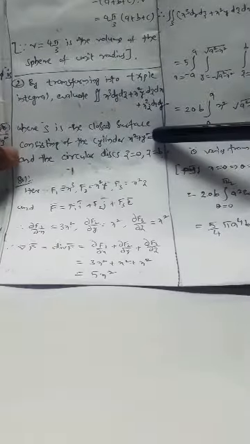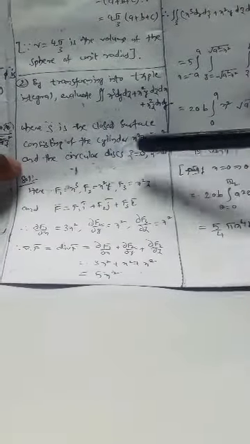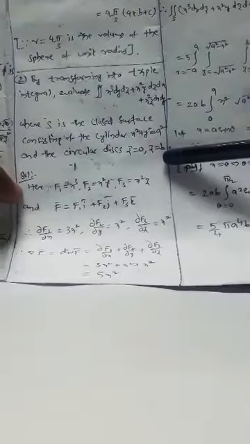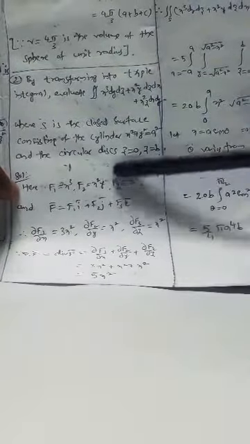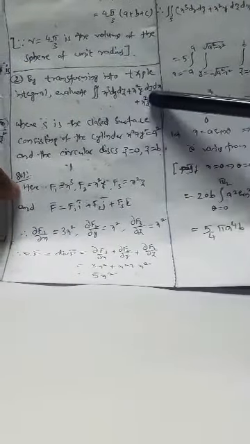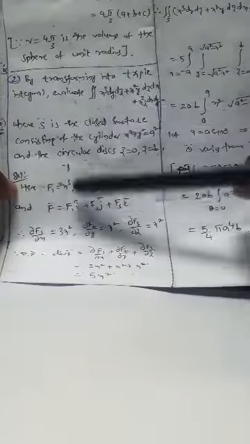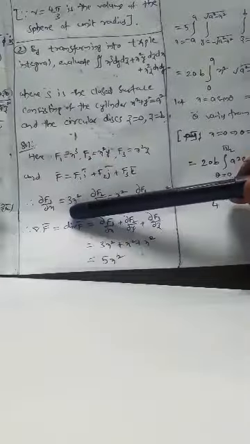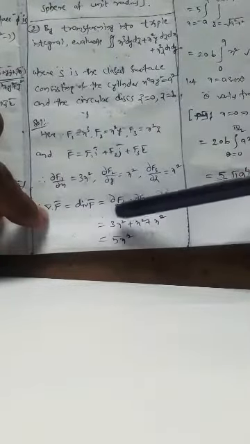Let me see another problem. By transforming into a triple integral, evaluate this one, where S is a closed surface consisting of the cylinder x square plus y square equals a square and the circular discs z equals 0 and z equals b as the limits. Let me see here: f1 dy dz, f2 dz dx, and f3 dx dy. We have f1, f2, f3. So dou f1 by dou x, dou f2 by dou y, dou f3 by dou z, to find del dot f, that is div f.